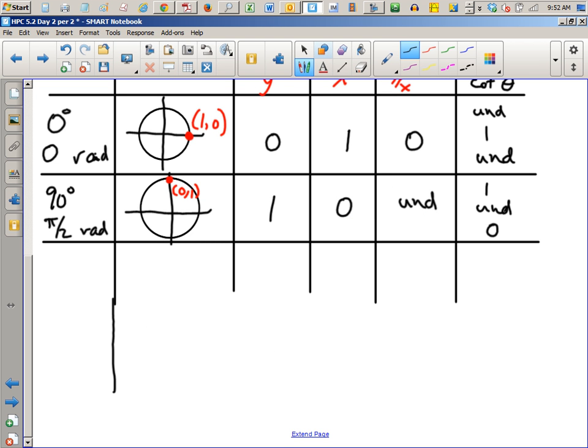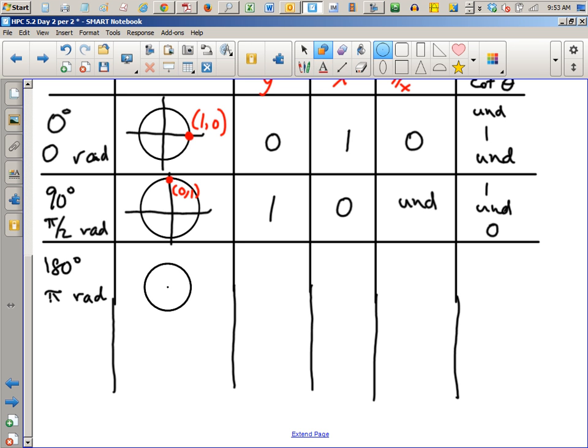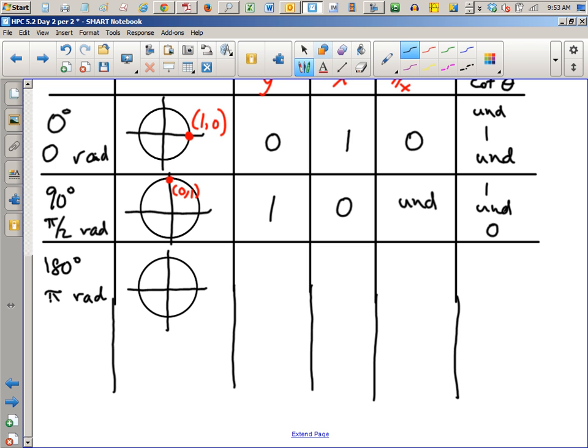The next one would be the left side of the circle. How many degrees is that? 180, right? Also known as pi radians. So we're on the far left of the circle. The coordinates are, class, what are the coordinates at this point? -1, 0. So your sine is 0. Your cosine is -1. Your tangent is actually 0. And the reciprocals are undefined, -1, undefined.